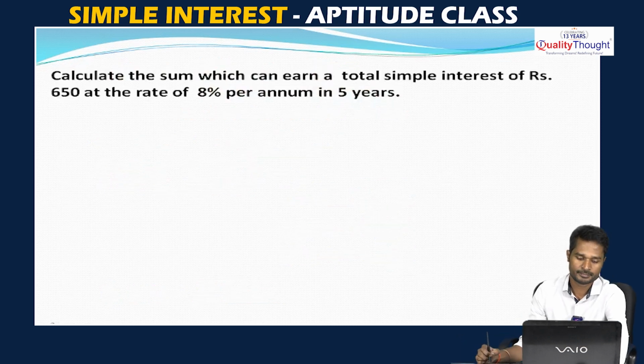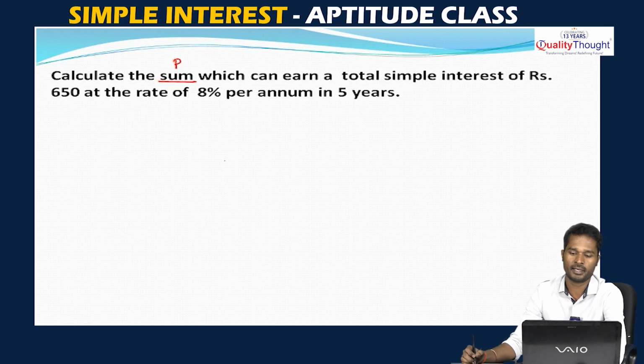Let us see the questions. Question 1: calculate the sum which can earn a total simple interest of rupees 650 at the rate of 8% per annum in 5 years. So we need to calculate the sum, that is P, which will earn a total simple interest of rupees 650. This is the simple interest, this is the rate of interest, and this is the time period. We have the SI value, time period and rate of interest, and we need to calculate P.